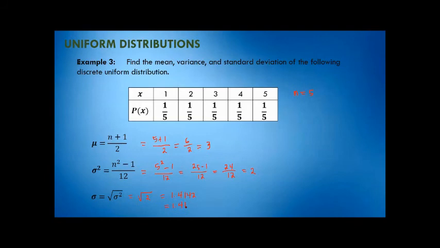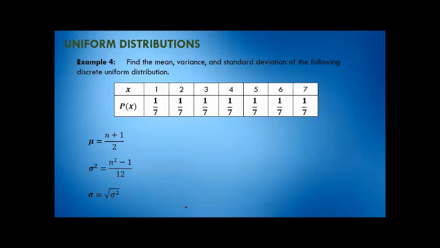Next, we have the last example. And again, find the mean, variance, and standard deviation of the following discrete uniform distribution. Again, given na tayo ng table. So, nakasulat na pare-parehas silang 1 over 7 yung probability nila kasi discrete uniform distribution. I-identify lang natin kung ano ang n. So, ang n natin is 7 because we have a total of 7 outcomes. So, we have 1, 2, 3, 4, 5, 6, and 7.